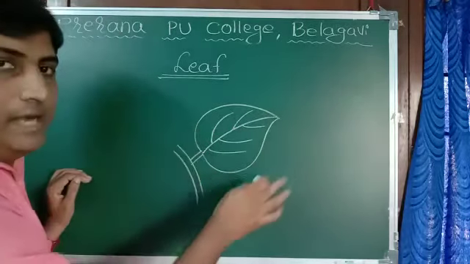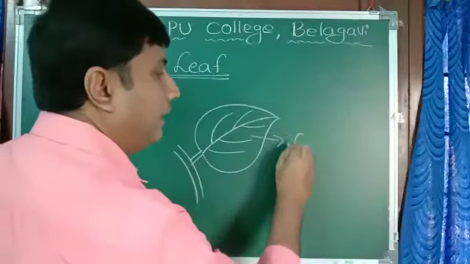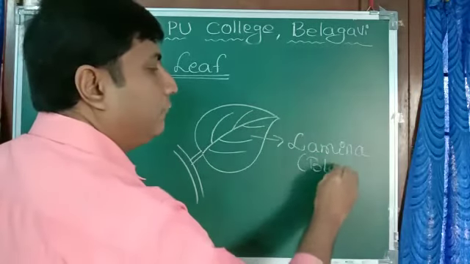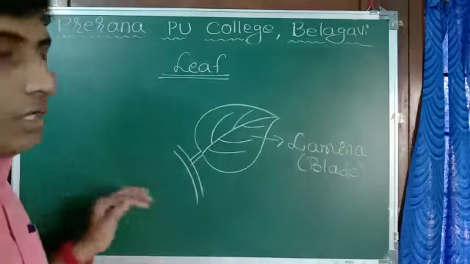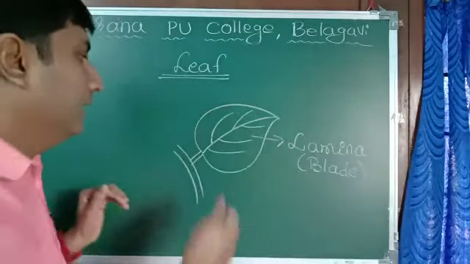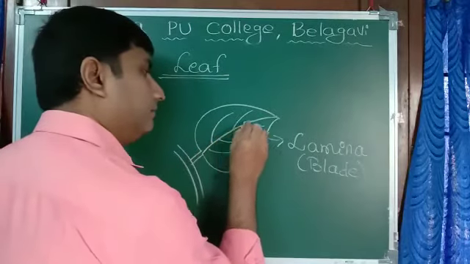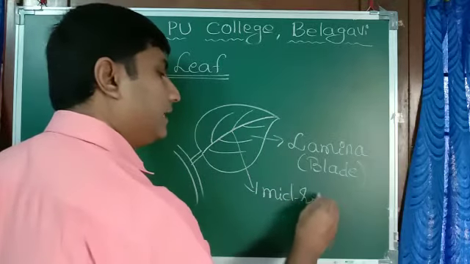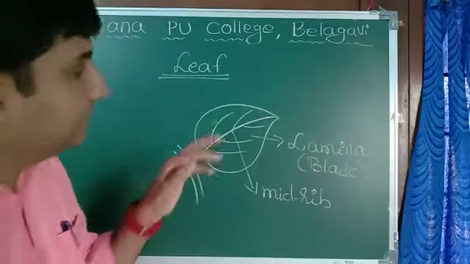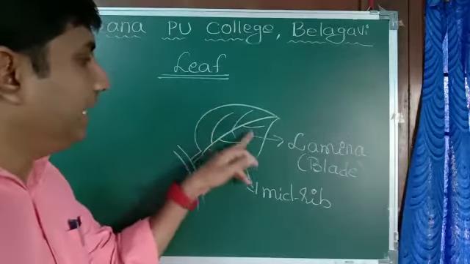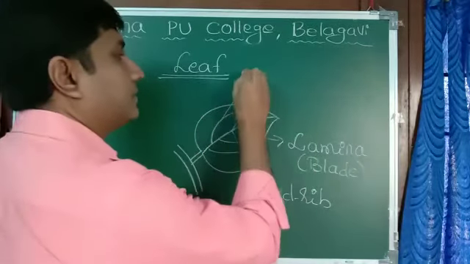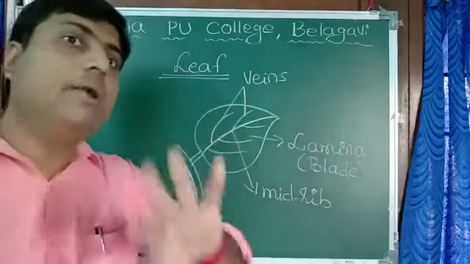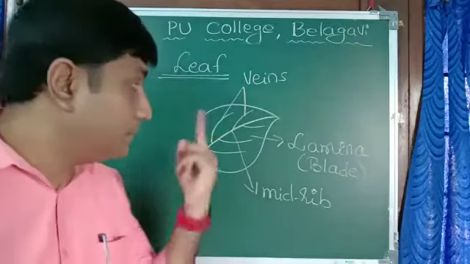This expanded part is called leaf lamina or lamina. We can also call it leaf blade. This center portion is called midrib. This is a network of veins. So veins and midrib contain xylem and phloem. Xylem is water conducting tissue, phloem is food conducting tissue.